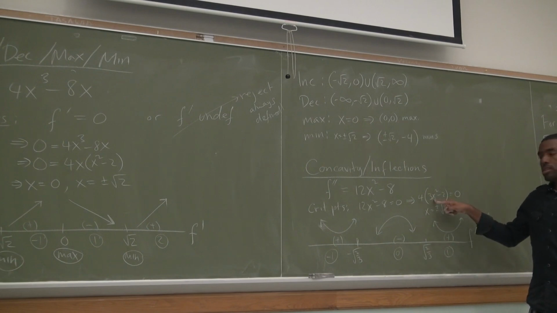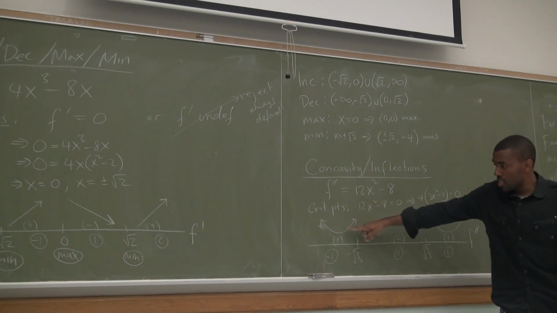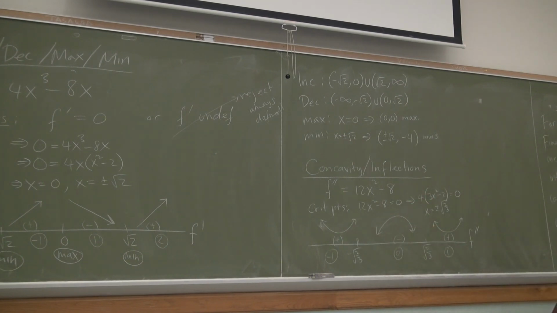0, I plug in here. It's just 4 times minus 2. Negative. So that's negative. 1, I get a positive number. So remember, in the second derivative, positive means concave up. Negative means concave down.